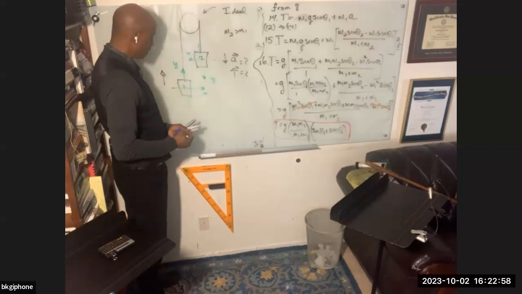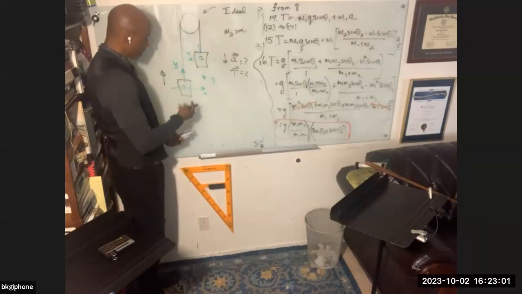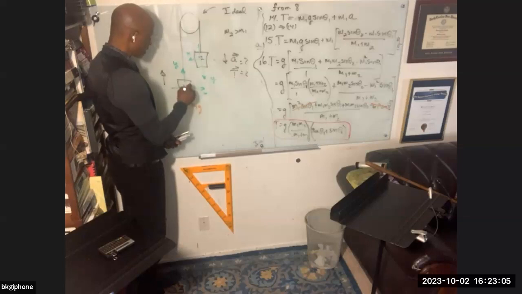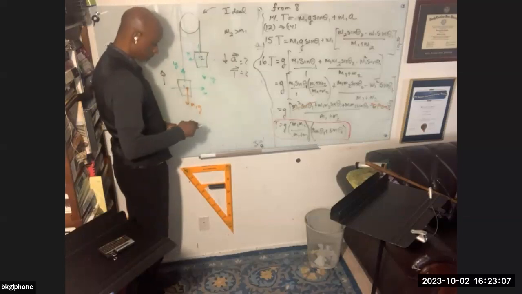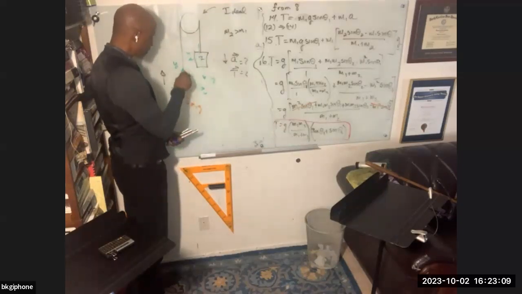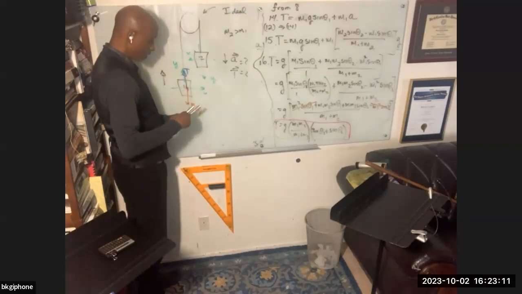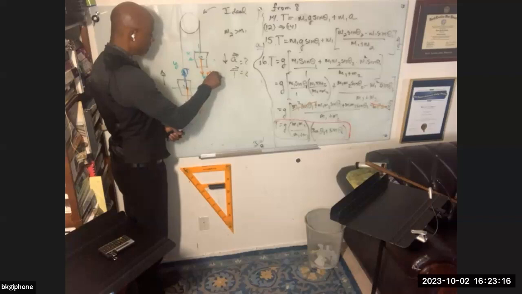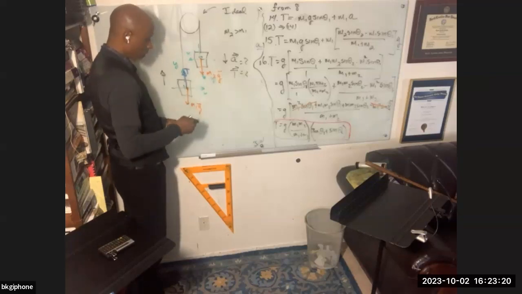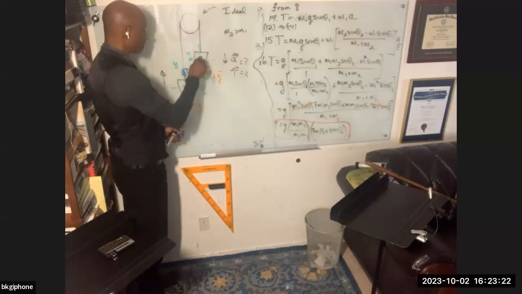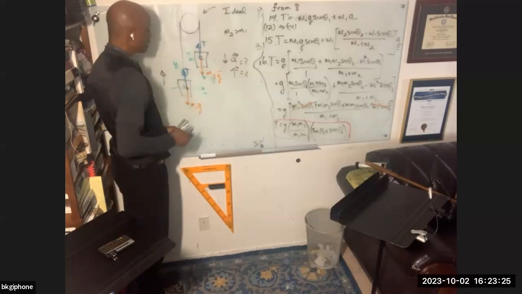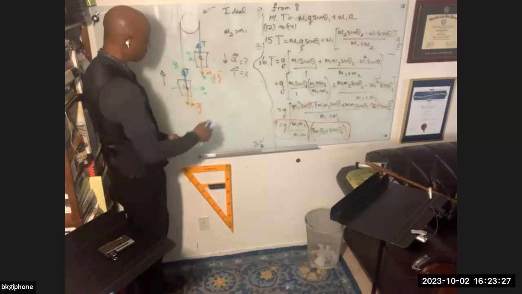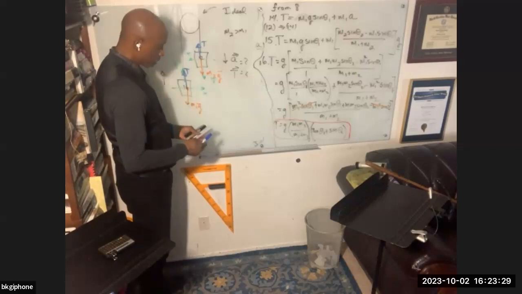I'll get you started. Here you've got M1G down and tension up. And here, M2G down and tension up. But after all of that, this should be a piece of cake. So see if you can do it. See if you can set up the equations right, get the solution, and we can still use those numbers.